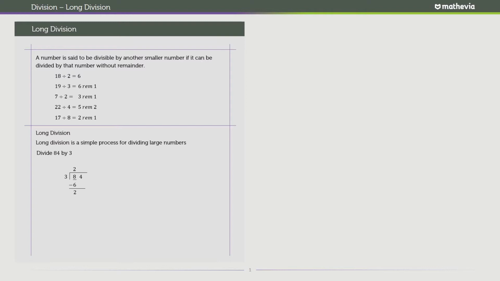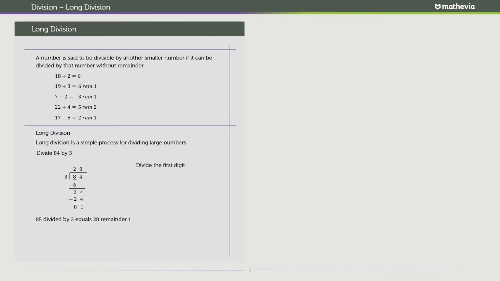Now the next thing you want to do is bring down your 4, so that you bring in the second digit. And now you have 24. Again, we can divide 24 quite easily by 3. 24 divided by 3 is 8, without any remainder. We go 8 times 3, we have 24, and we subtract again. 24 minus 24 is 0. So 84 divided by 3 equals 28. Simple.